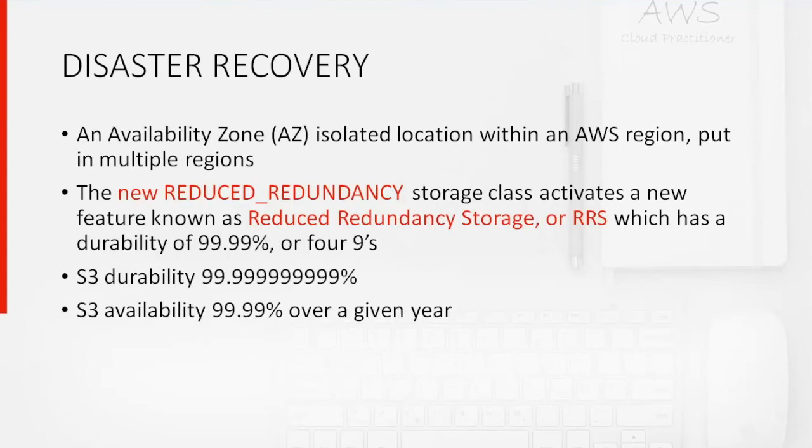Disaster recovery. An availability zone, AZ, is an isolated location within an AWS region, put in multiple regions. The new Reduced Redundancy Storage class activates a new feature known as Reduced Redundancy Storage, or RRS, which has a durability of 99.99%, or 4 nines. S3 durability, 99.999999999%. S3 availability, 99.99% over a given year.